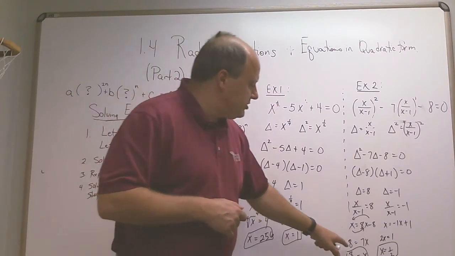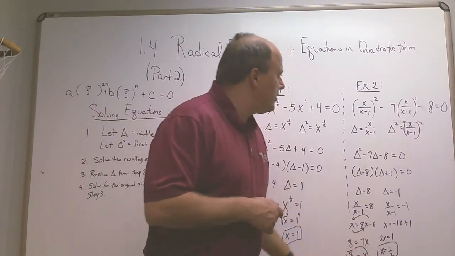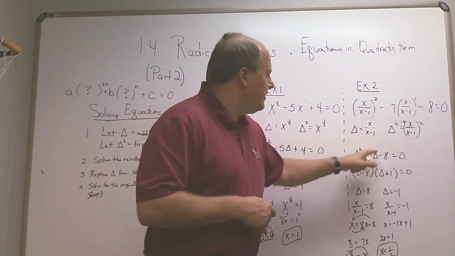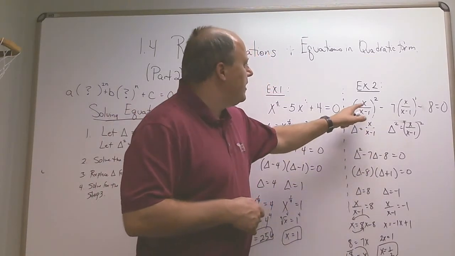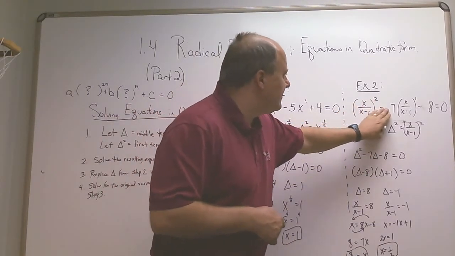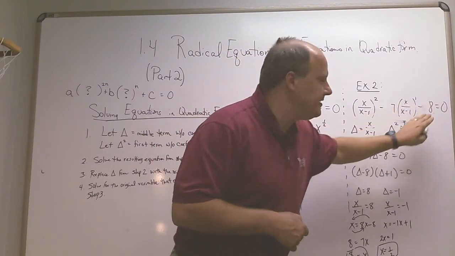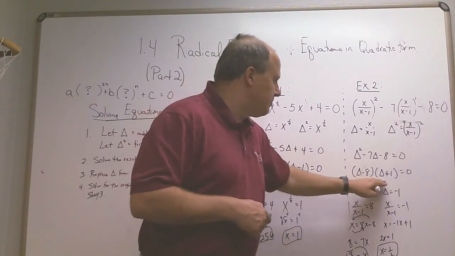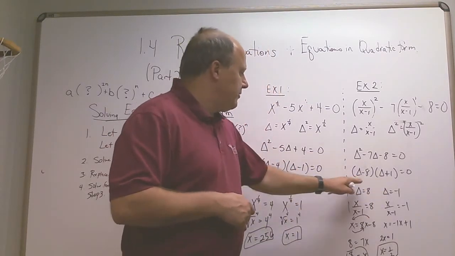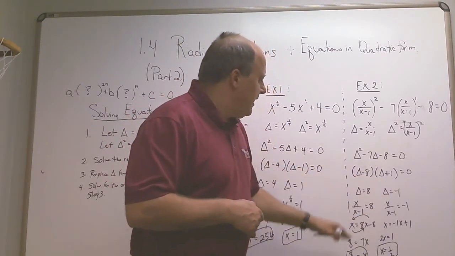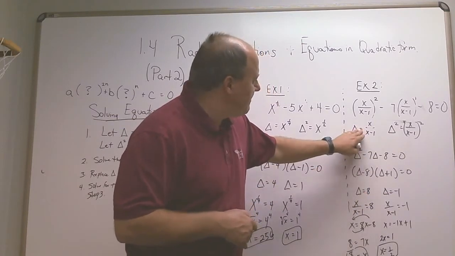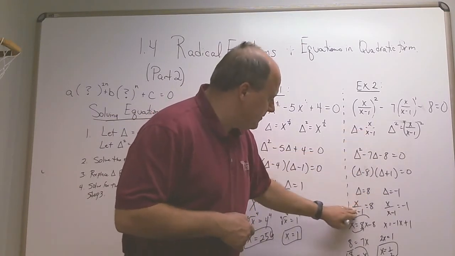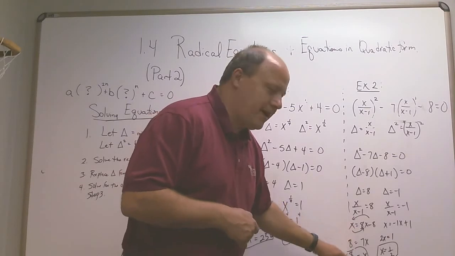So this one has 2 answers. When you put the deltas back in, this becomes delta squared minus 7 delta minus 8, not -18. And it factors to delta minus 8 times delta plus 1. And then delta would be 8, and delta would be -1. And then you take the delta, replace it back with x over x minus 1, drop it in there, and solve for the x, a little bit more math.